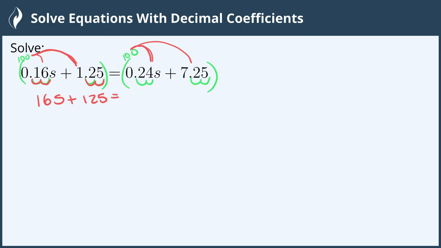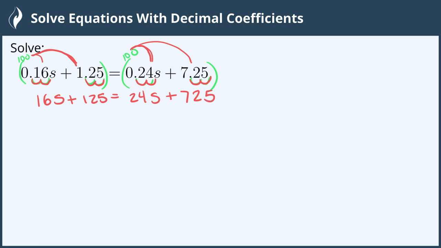100 times 0.24 moves the decimal place the same number of zeros, so it makes this 24s. And the last one, 100 times 7.25, moves the decimal place 2 place values to the right, making this 725.